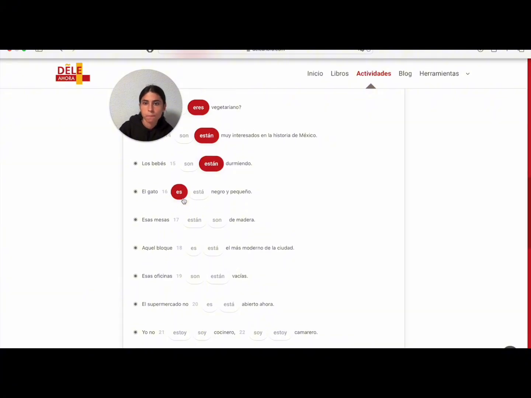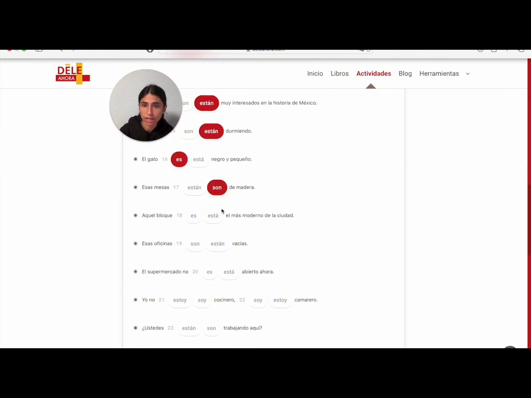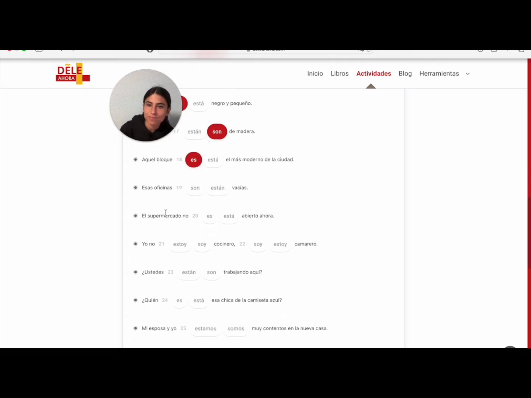Verb ser. Esas mesas son de madera. These tables are wooden, are made of wood. It's their essence. They are from wood, son de madera. Aquel bloque es el más moderno de la ciudad. Okay, so that block, it's the most modern of the city. It defines the fact that that one is the most modern. That's something that defines, it's the essence of that block.